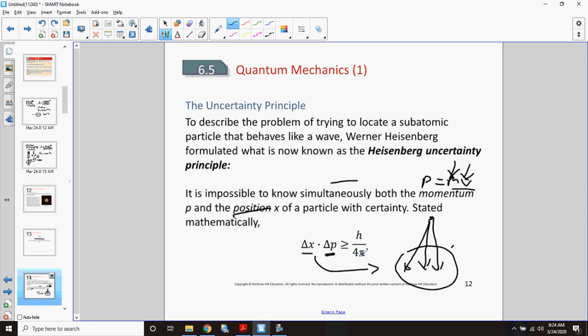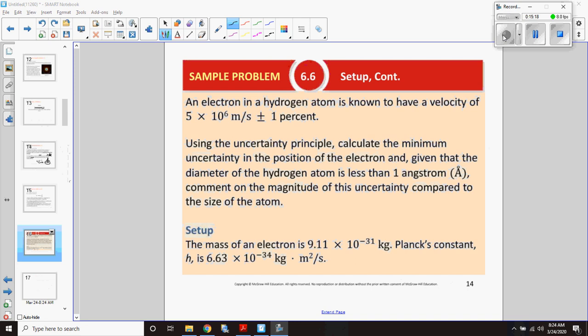The best way to talk about this is to actually put it into use, to use this equation to solve a problem. Okay, so here's our hypothetical. We know that electrons in hydrogen atoms are known to have a velocity about this big. Now this is really fast: 5 times 10 to the 6 meters per second is 5 million meters per second, plus or minus 1%. That's how fast electrons are moving inside the hydrogen atom as they act like a wave or a particle at the same time. So what we want to do is find the uncertainty in position.